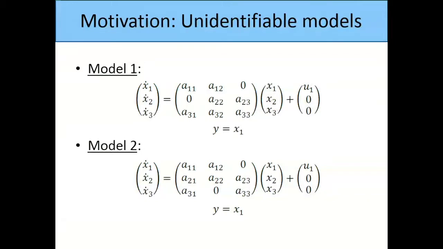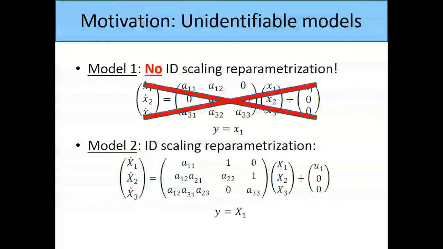They both have a state variable of this form, x1, x2, x3. They both have what's called an input of this form, u1, 0, 0. They both have what's called an output of the form y equals x1. Notice the only difference between these two models is the 0 pattern in the matrices. So for example, in the first model, the 2, 1 entry is 0, whereas in the second model, the 3, 2 entry is 0.